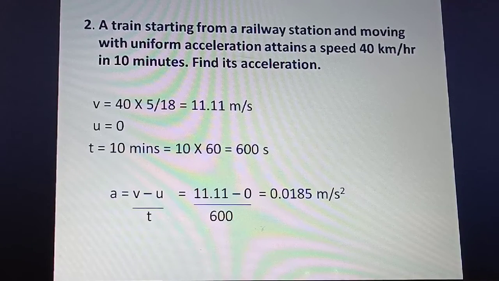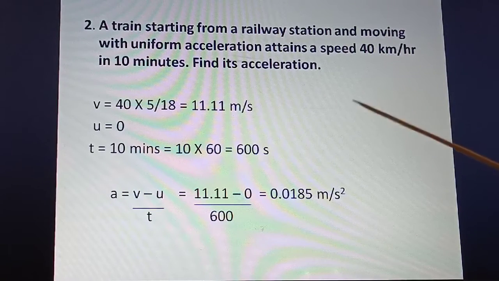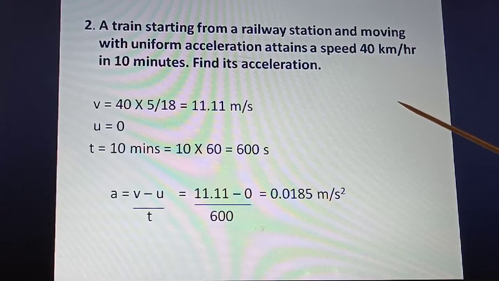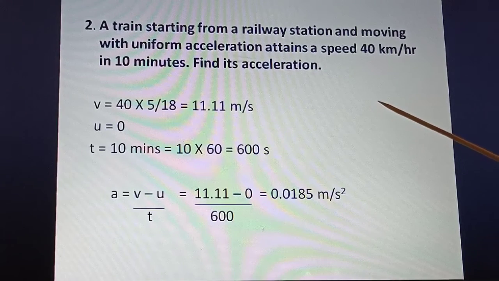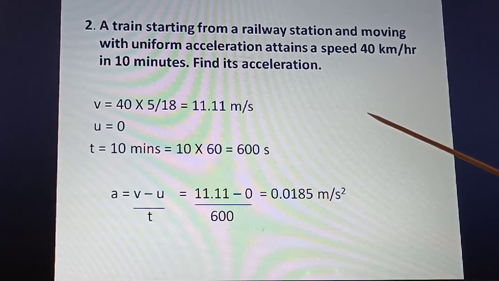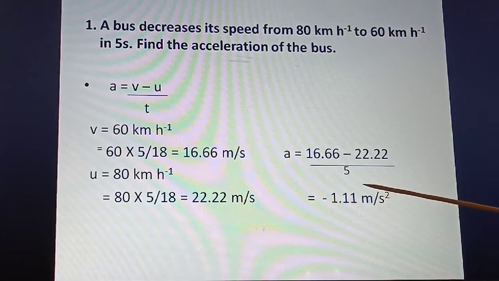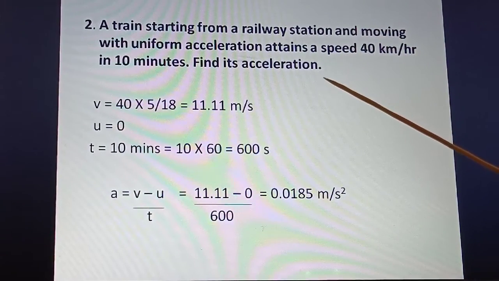Next we'll do the second example. A train starts from a railway station and, moving with uniform acceleration, attains a speed of 40 km per hour in 10 minutes. Find its acceleration. So how is it moving? It is moving with uniform acceleration, equal amounts at equal intervals of time where velocity is increasing. In the first case, the velocity is decreasing, isn't it? Because of negative acceleration. So here with uniform acceleration, the velocity is increasing.